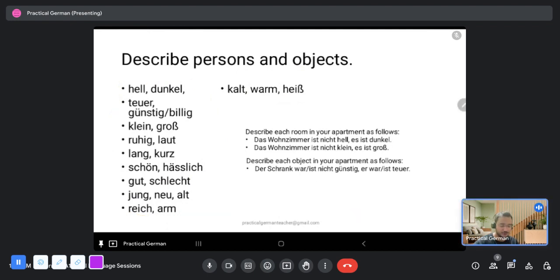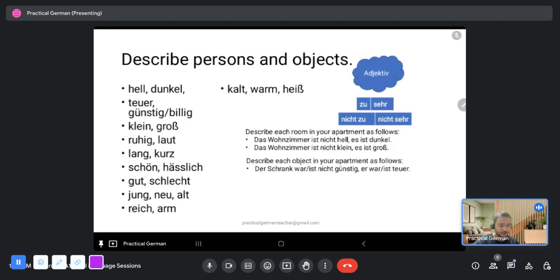This homework is: describe each room in your apartment with the help of adjectives. You can also describe something else, whatever is important to you. If you don't know what's important, go with your apartment. I think we have some time left.